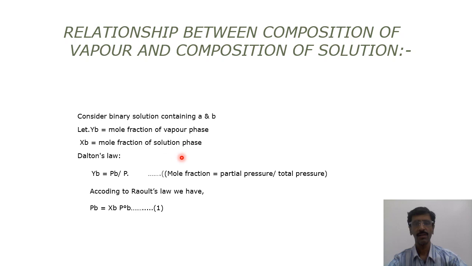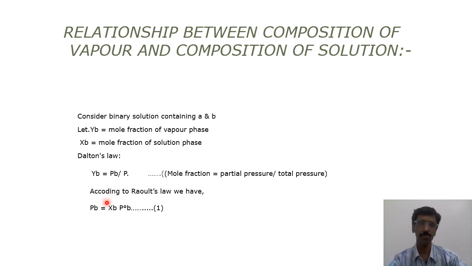Alright. Now according to Dalton's law, we have YB is equal to PB upon P. Okay, डाल्टन लॉ के अनुसार जो फॉर्मूला होता है मोल फ्रैक्शन वेपर फेज का वो है, and that is partial pressure divided by the total pressure. ओके, पार्शियल प्रेशर क्या होता है ये आप अच्छे से जानते हो.